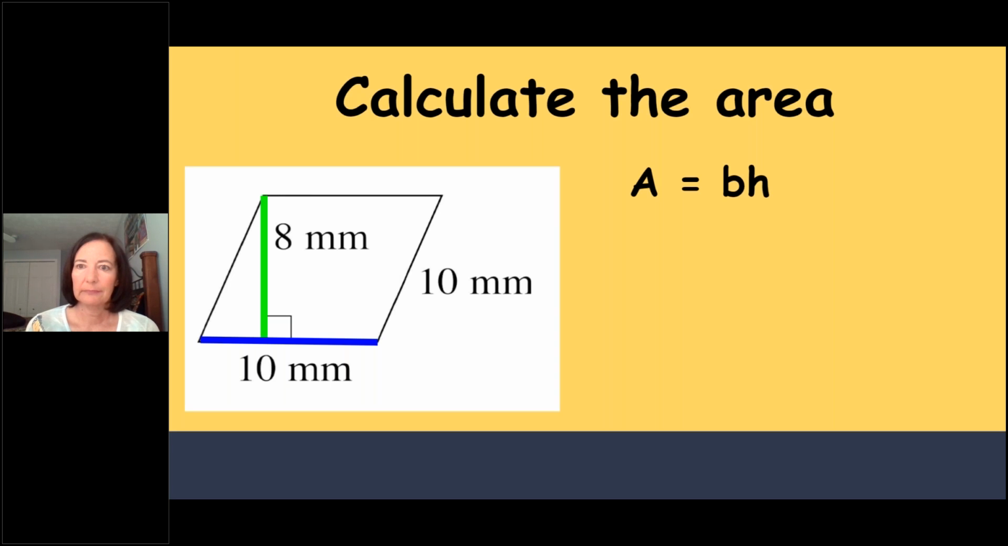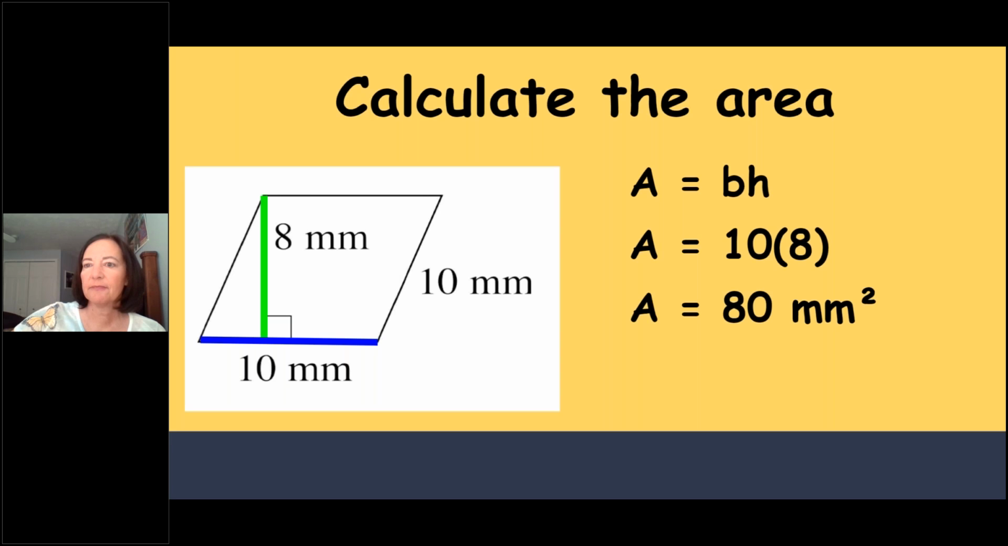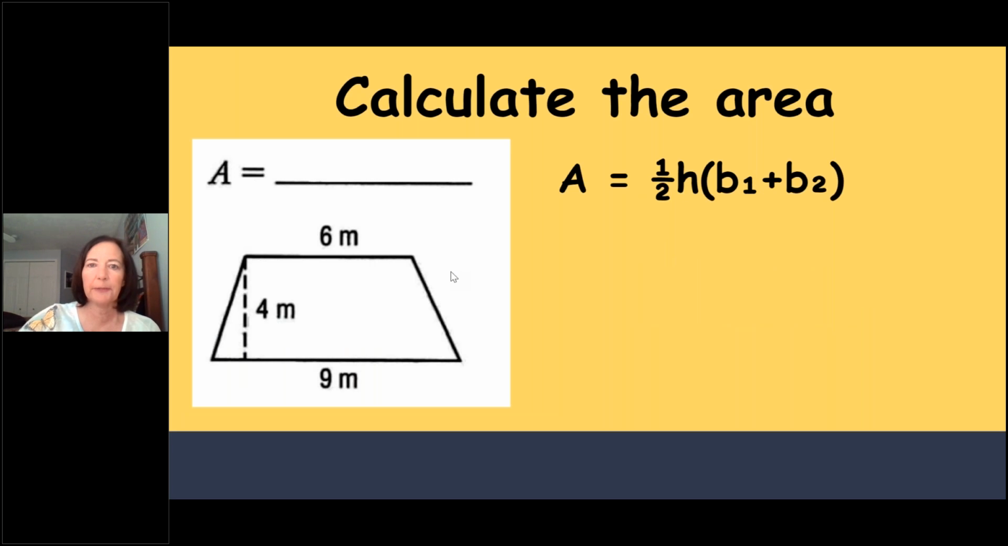So will it be 80 mm squared? That's it. 80 millimeters squared. That's it. A lot of people get perimeter and area mixed up. People see that they've got these two side lengths and they feel obligated to use them. You didn't get tricked. That was excellent.